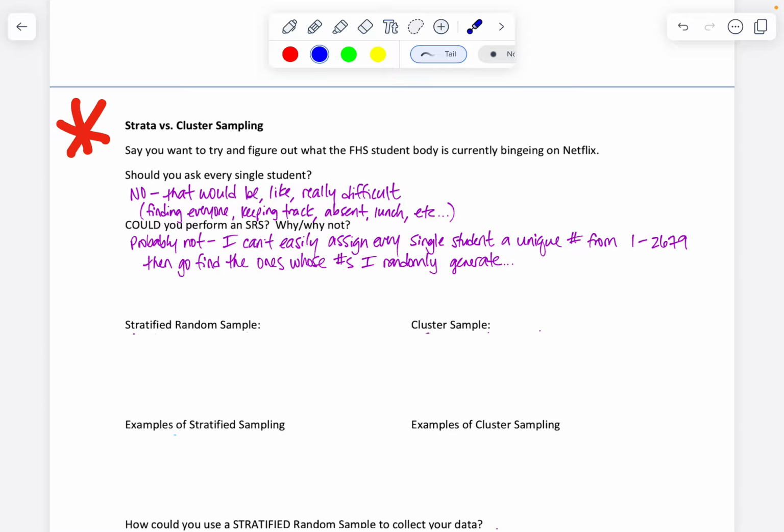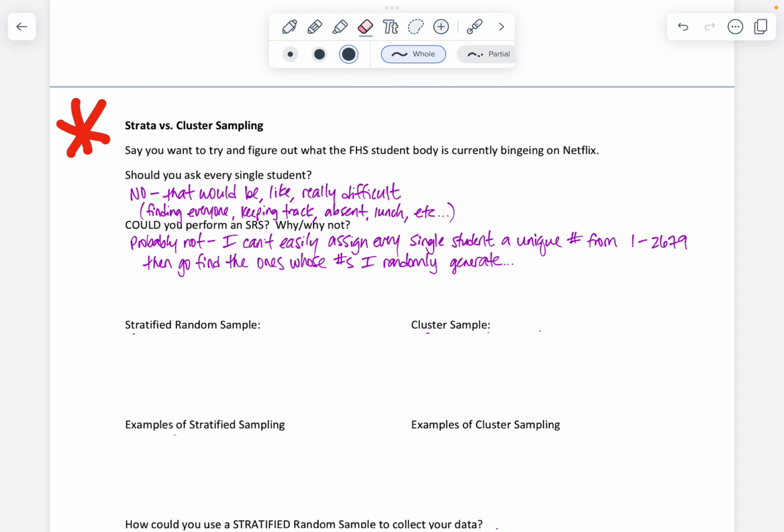Okay, it's a good method because remember the R stands for randomization, simple random sample. It is random, so that's good, but I cannot easily assign every single student a unique number from 1 to, I think I looked that number up, and that's the total number of students at Fremd right now. And then I have to go find the ones whose numbers I randomly generated. You can see how for a very large population, an SRS is still not super easy, okay? So enter these two new vocab words, these two new solutions. We have two different ways that we can maybe try and answer this question without having to do an SRS.